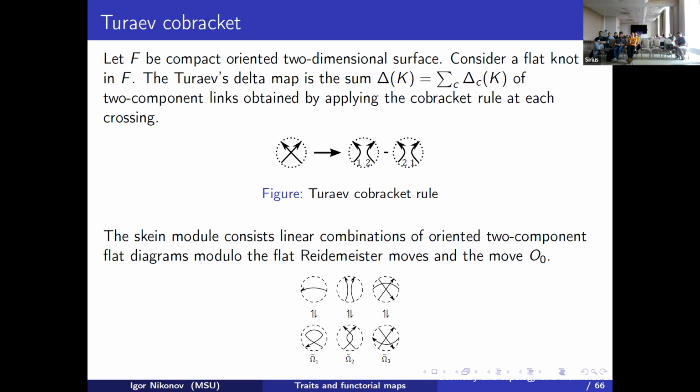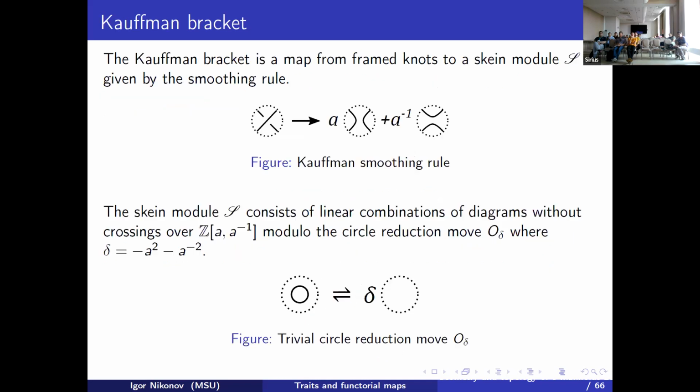And besides the Reidemeister moves in the destination theory, there is also a move O0. It is the move where, if we have a simple circle, we assume that the whole diagram is zero.